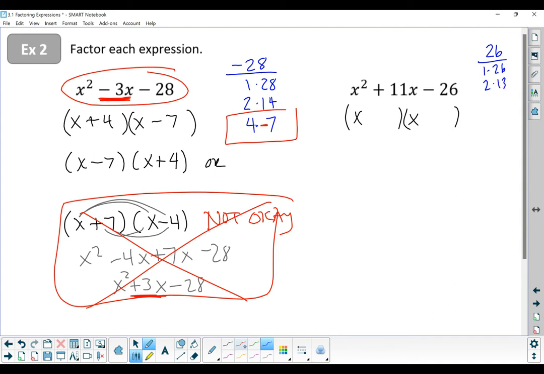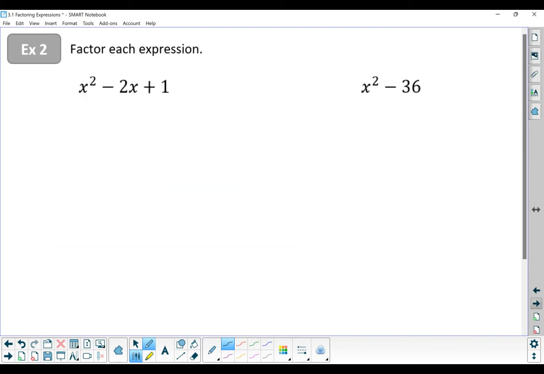26 is 2 times 13, and that's the combo that we need to get an 11. It is a negative 26, and we want a positive 11, so we're going to put the negative with the 2. So this is going to be x minus 2 and x plus 13. Always, always, always multiply your answer out to check your work if you're worried about it or if you're taking a test. Okay, 2 more of these.